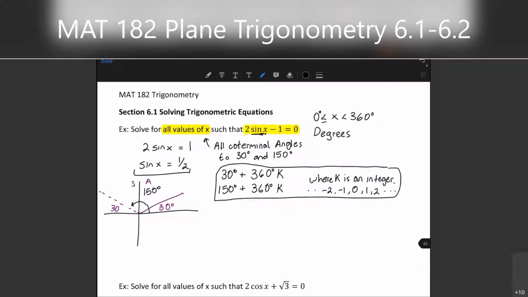Because there's an unlimited number of coterminal angles to those first given angles. And so to write that, we'll just represent that with a k.